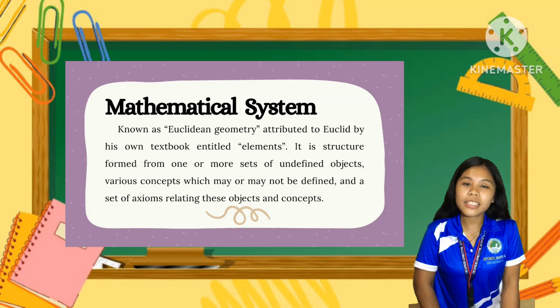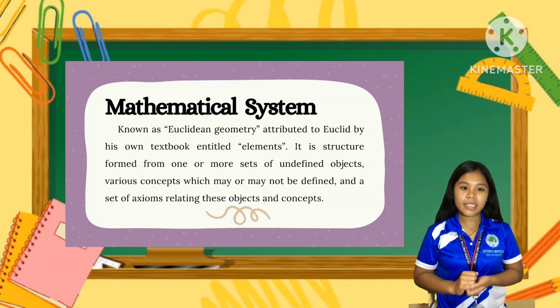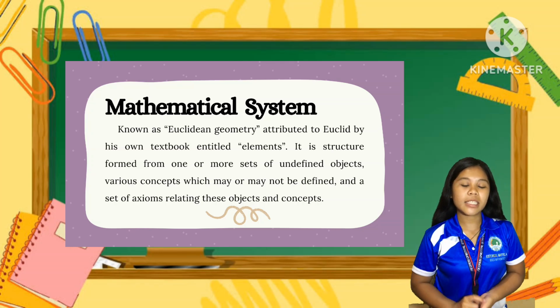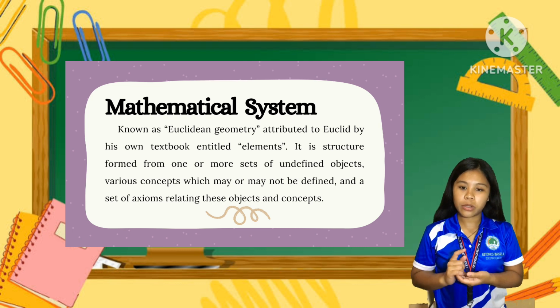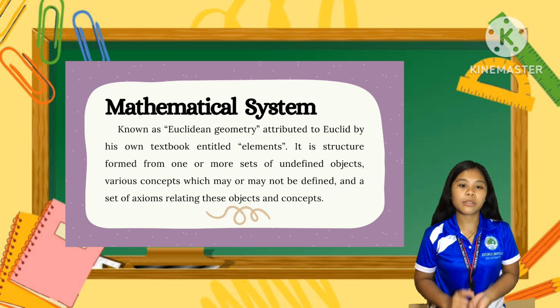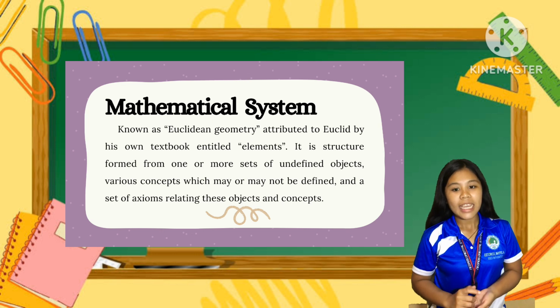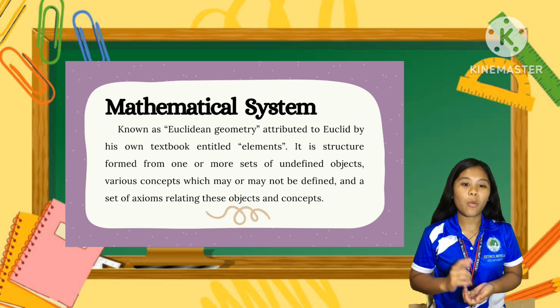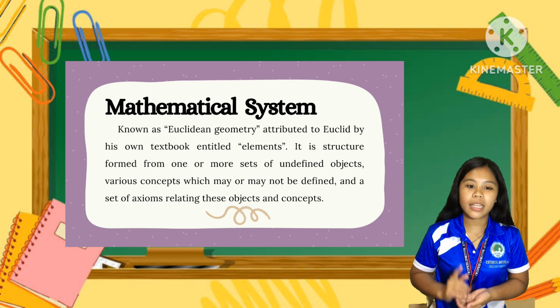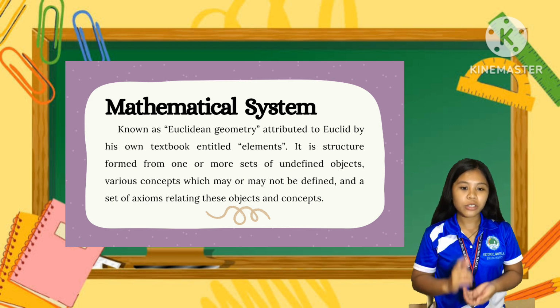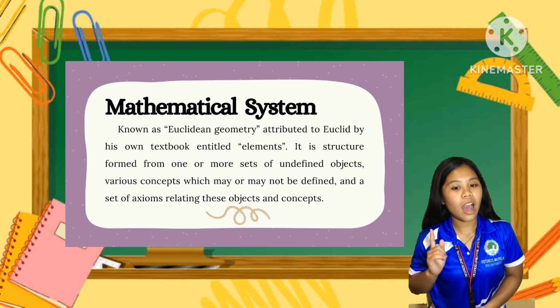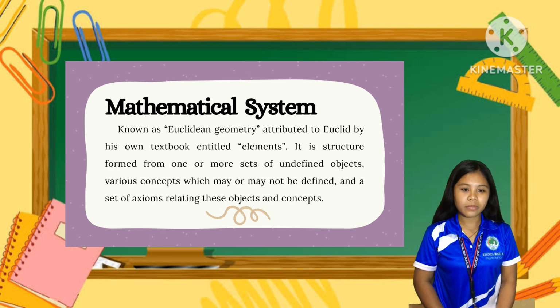So first, let's define what is a mathematical system. A mathematical system is known as Euclidean geometry, attributed to Euclid by his own textbook entitled Elements. It is a structure formed from one or more sets of undefined objects, various concepts which may or may not be defined, and a set of axioms relating these objects and concepts.